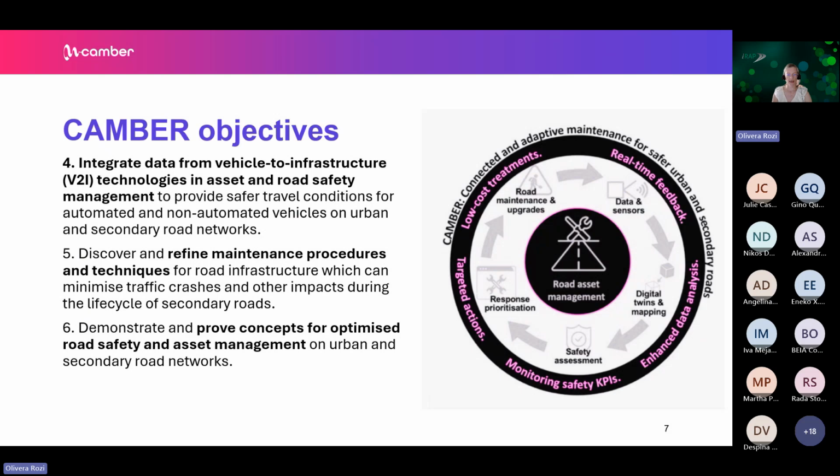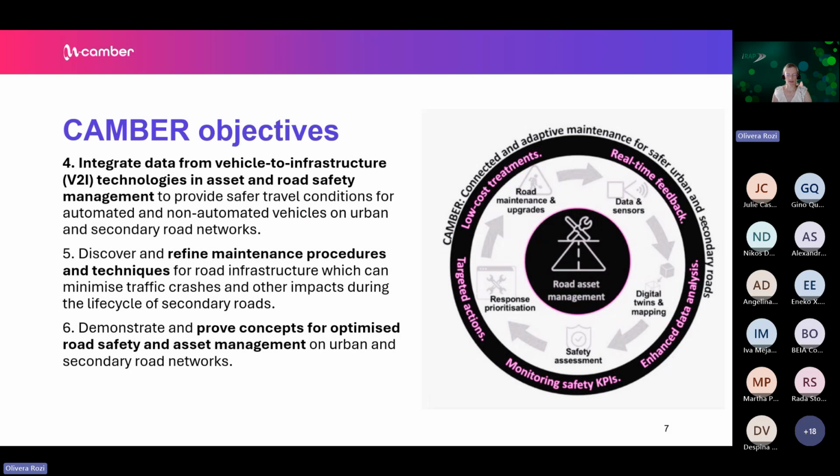Our fifth objective is to discover and refine maintenance procedures and techniques which can minimize traffic crashes and have other positive impacts. And of course, we are going to produce guidelines. Selected technologies will be tested with infrastructure measures and validated, and this is all going to be included in guidelines for designing, implementing, and maintaining road safety elements.